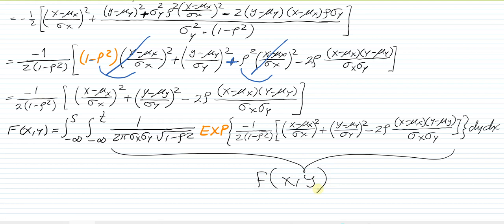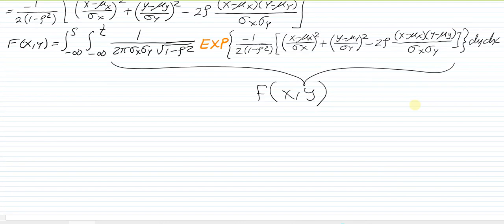Now if rho is 0, by the way, if the correlation is 0, then the joint density turns out to be the product of the marginals. Which in this case shows that if rho is 0, meaning the two variables are uncorrelated, then the two will also be independent. This is the case for the normal distribution. If rho is 0, then uncorrelatedness implies independence. But that's what we wanted to do.